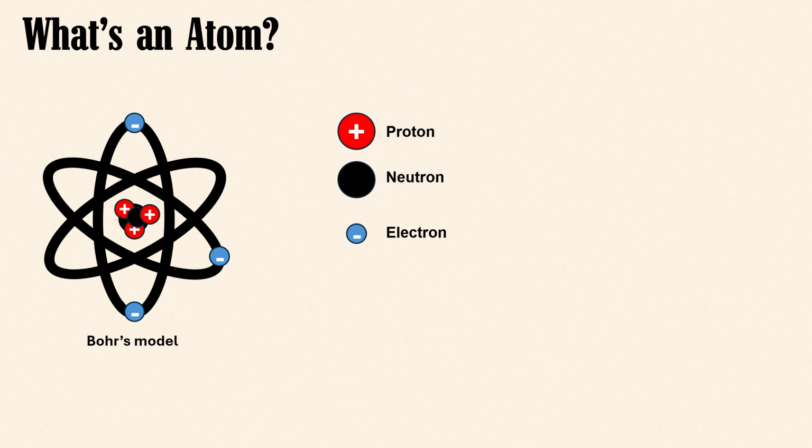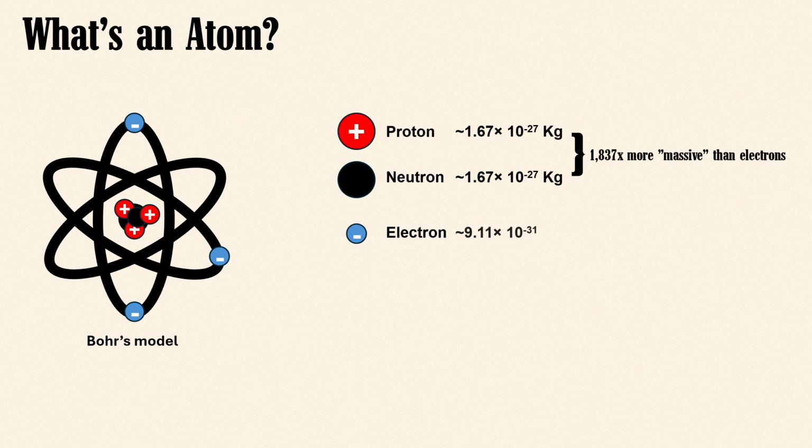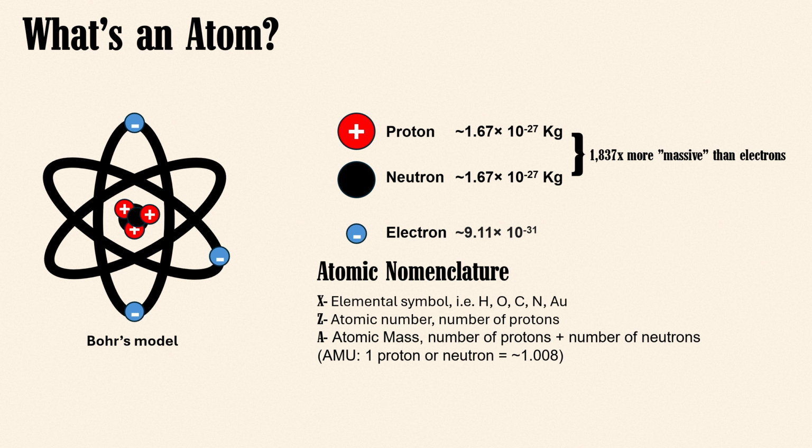However, this model isn't the most modern. In the most modern models, that's a bit of a tongue twister, electrons orbit in cloud-like probabilistic regions, where we can't point to exactly where electrons will be, but we can say where they are likely to be. I want you to note the differences in masses between these subatomic particles. Protons and neutrons have approximately the same mass, whereas their electron counterparts are significantly less massive, around 1,837 times less.